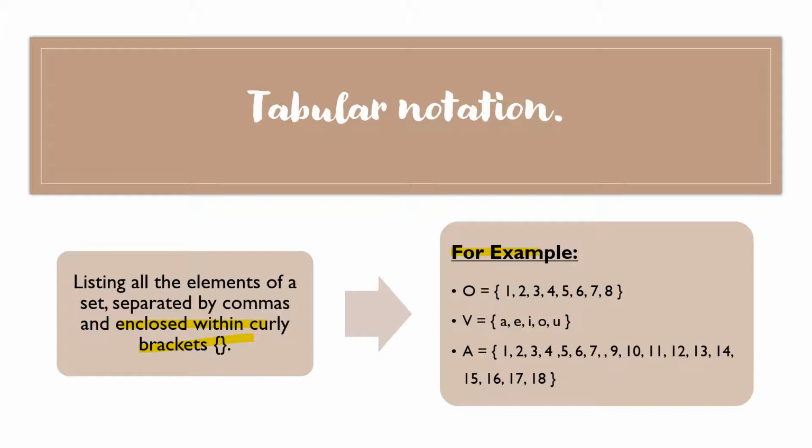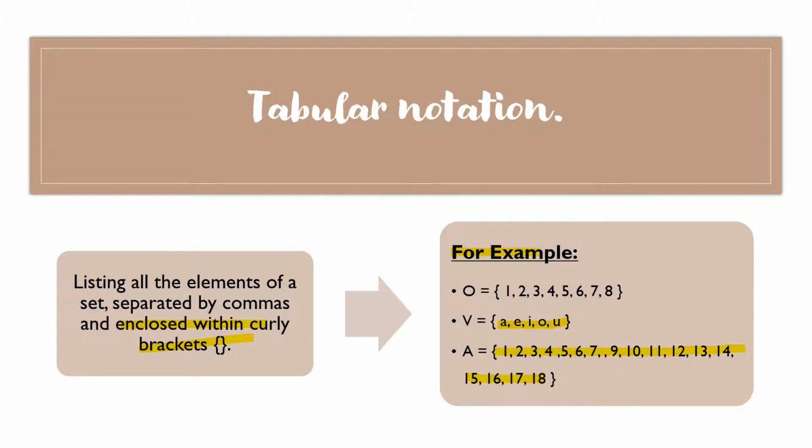When we list all the elements, we always write in curly brackets and separate them by commas. V is a set of vowels in the English alphabet, so we have listed all the elements, all the vowels. And A is a set of natural numbers less than or equal to 18, so here we have listed all the natural numbers till 18. So this is how we write a set in tabular notation.